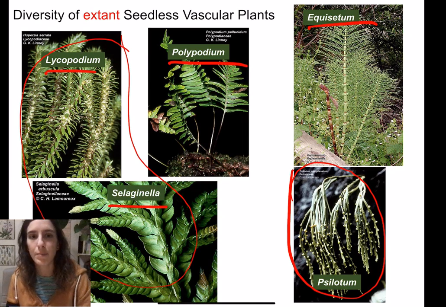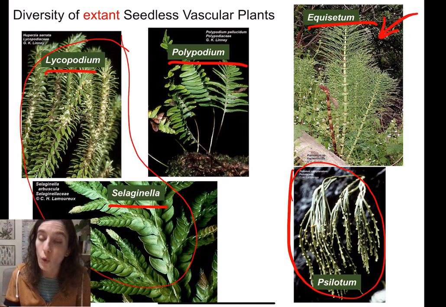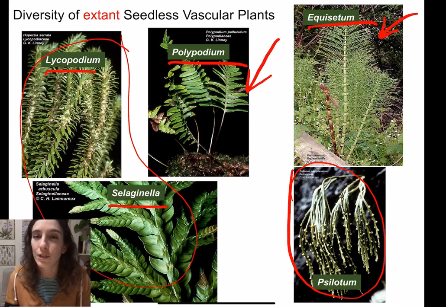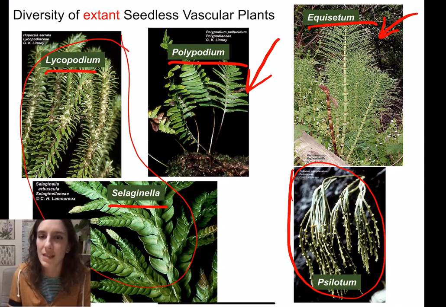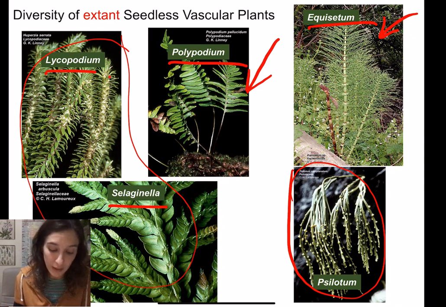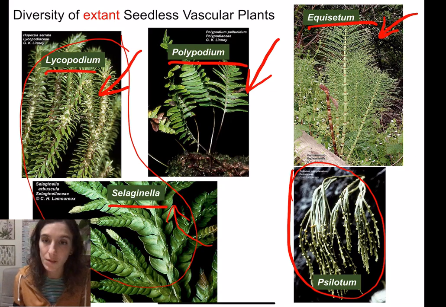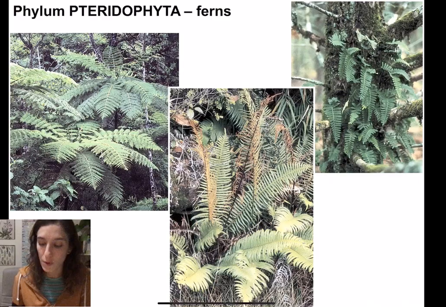More on that in a minute, but just so you know, this Equisetum over here, this is the genus of horsetails. Polypodium, this is the genus of, well, polypody ferns. There are many, many different genera of ferns. I'm just using Polypodium as one example. Lycopodium, this is our genus of club mosses. Selaginella, this is our genus of spike mosses.